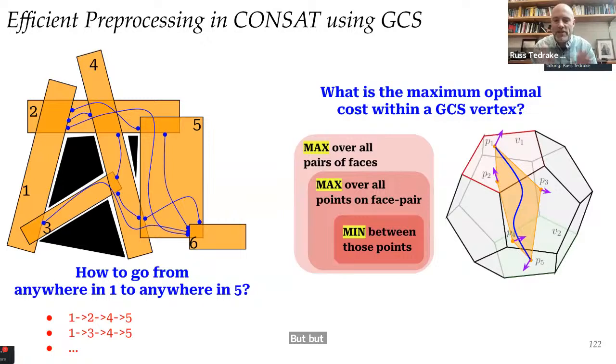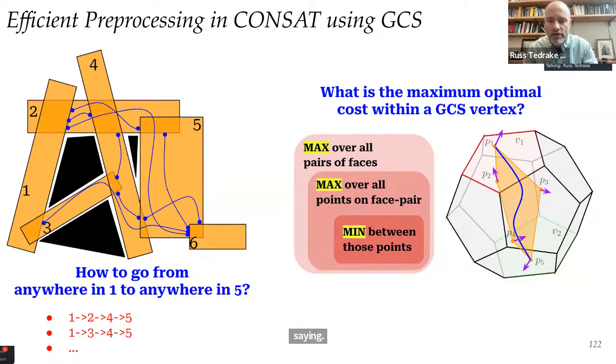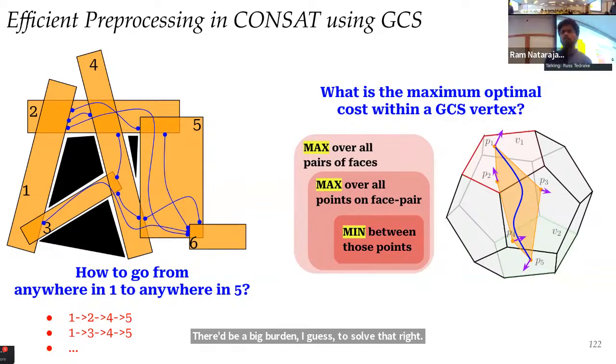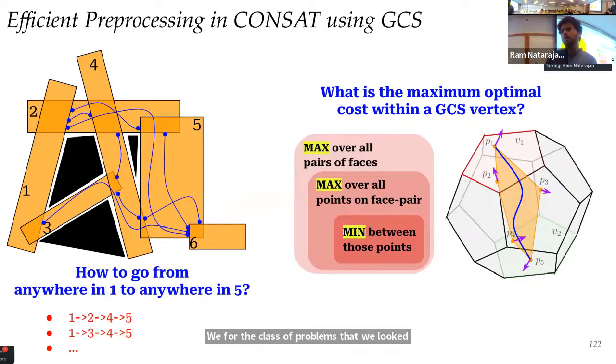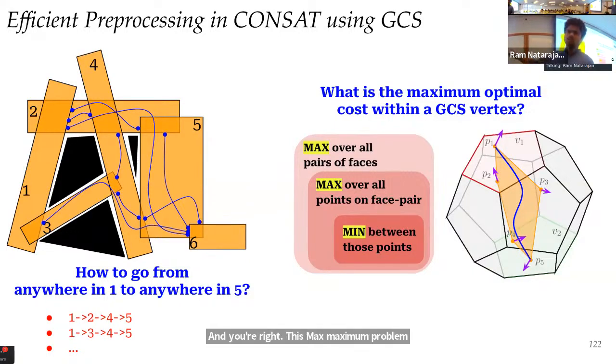But I think, I don't mean to grill you on that, but you have to be a little careful about saying exactly what works and what doesn't work, right? To say that you solve the entire GCS set of problems better would be a big burden to solve. Yes, I'm not claiming that. Let me be clear. Once again, it's not strictly superior. For the class of problems that we looked at, we just found it to be empirically better. And you're right, this max min problem is not easy for the general case.